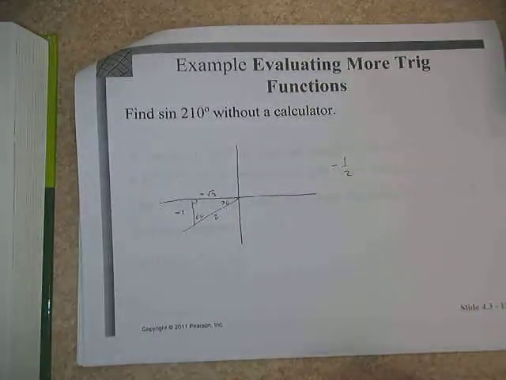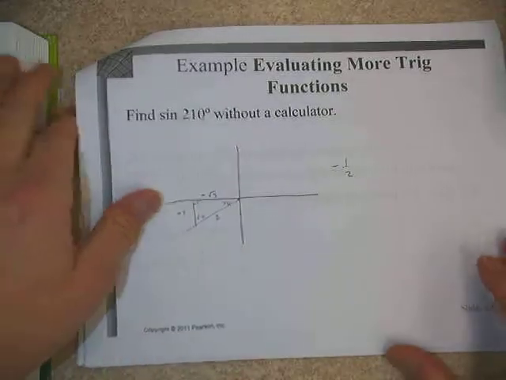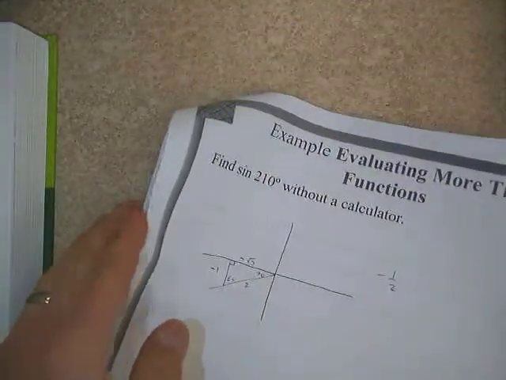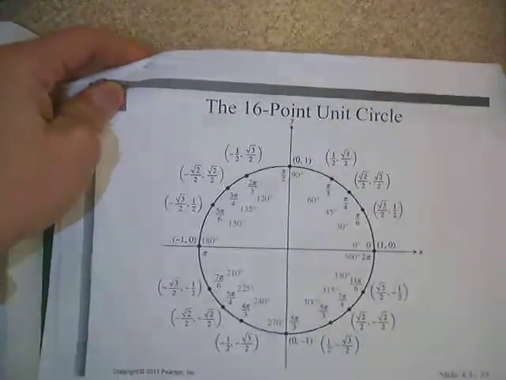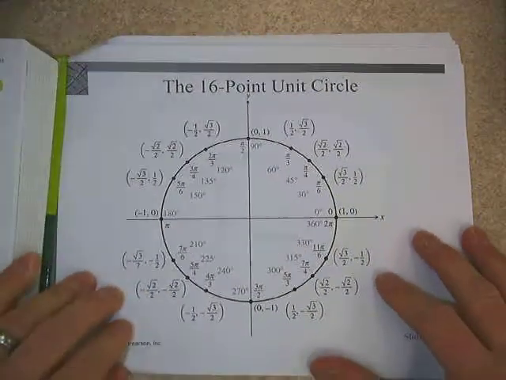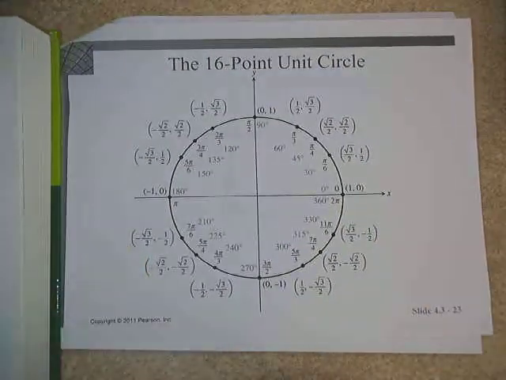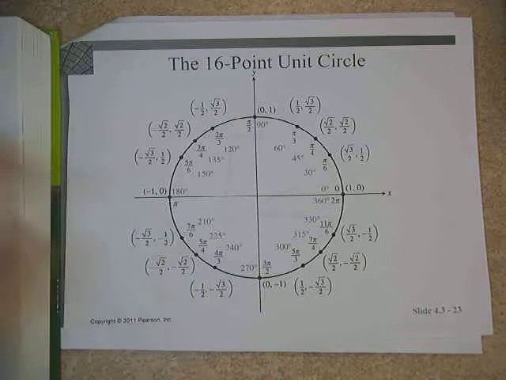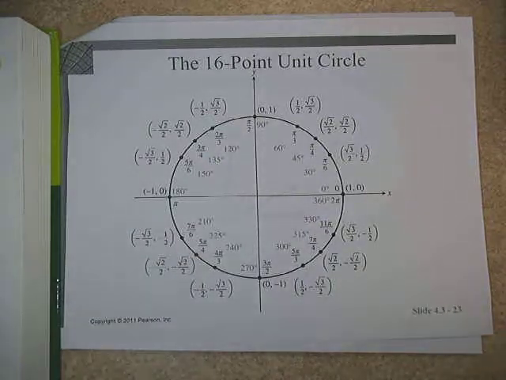If I go sine 210, I get negative 0.5, just like I expect. Okay. Now, what we're going to look at next is, is there a way to do this without actually having to draw the triangle every time? And the answer is yes, and that's what I was talking about earlier about the circle.